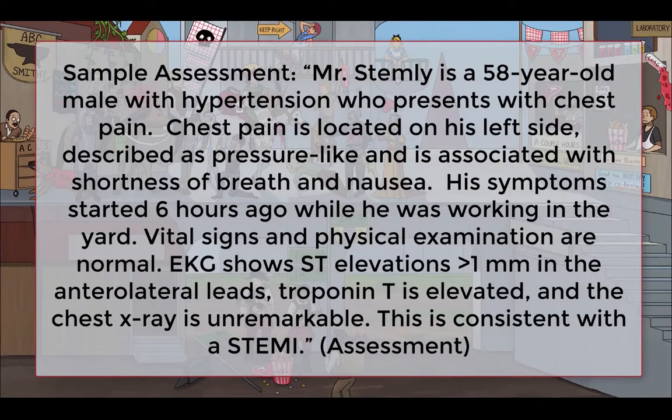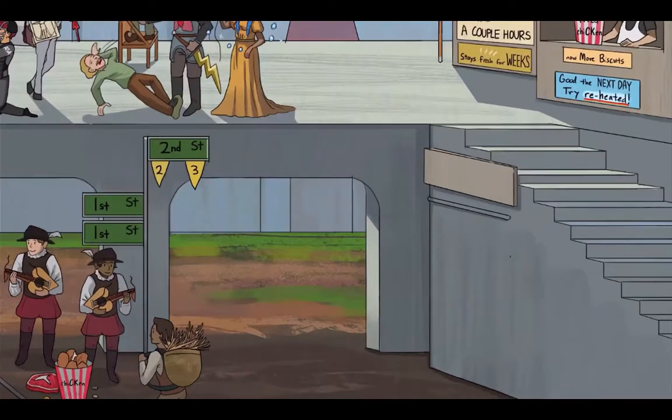Mr. Stemley is a 58-year-old male with hypertension who presents with chest pain. Chest pain is located on his left side, described as pressure-like, and is associated with shortness of breath and nausea. His symptoms started 6 hours ago while he was working in the yard. Vital signs and physical examination are normal. EKG shows ST elevations greater than 1 millimeter in the anterolateral leads, troponin T is elevated, and the chest x-ray is unremarkable. This is consistent with a STEMI.